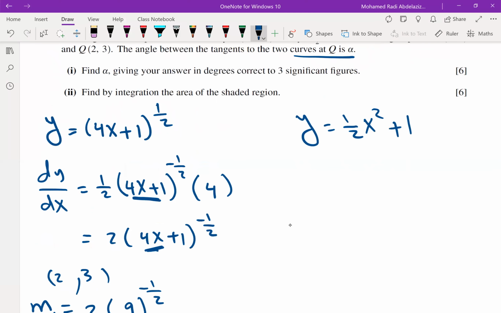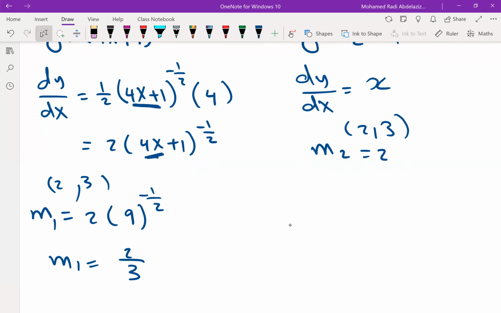In the same way, find dy by dx of the second function. Drop the power and subtract 1: 2 times a half is 1, x to the power 1, and the differentiation of 1 is 0. Then find the gradient m2 at the same point 2 and 3, substituting x is 2, so m2 is 2. Now we have two gradients, m1 and m2.